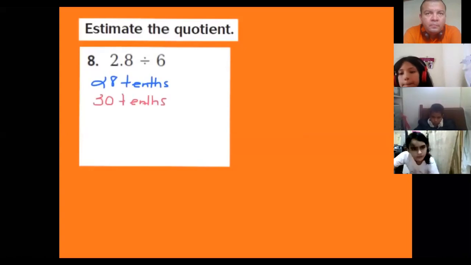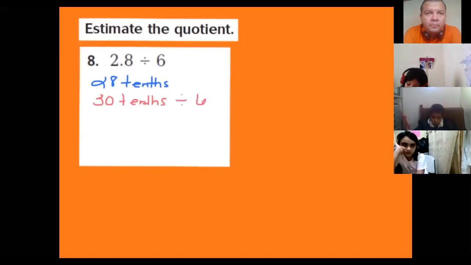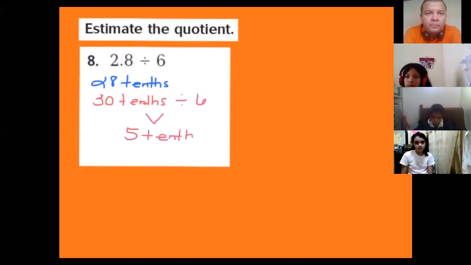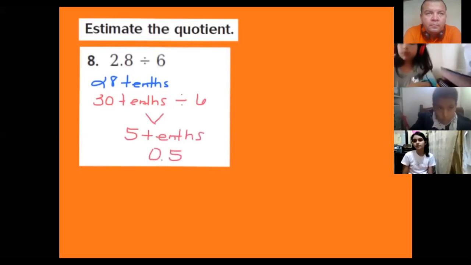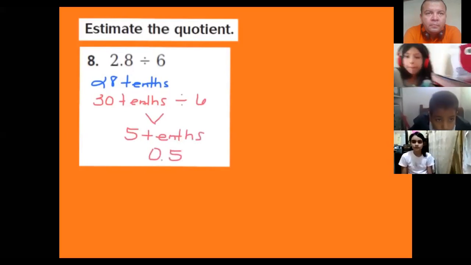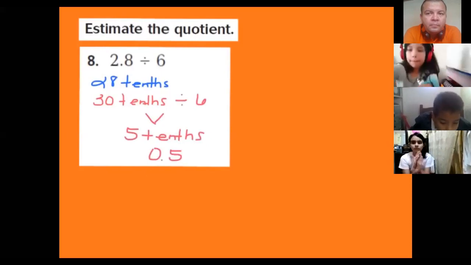Now, there's our 30/10. What I know is that 30 is actually a multiple of 6. So I'm going to leave my divisor as a 6, and I'm going to divide my 30/10 by 6. When I do that, my answer turns out to be 5/10, which I can also write in decimal form as 0 and 5/10. So when I divide 2 8/10 by 6, my answer turns out to be about 5/10.